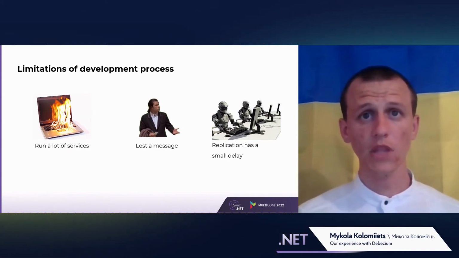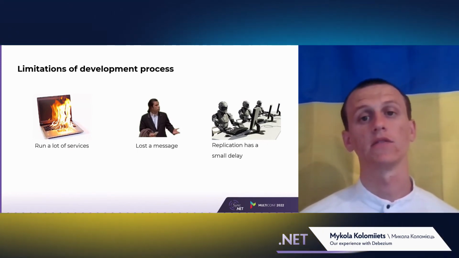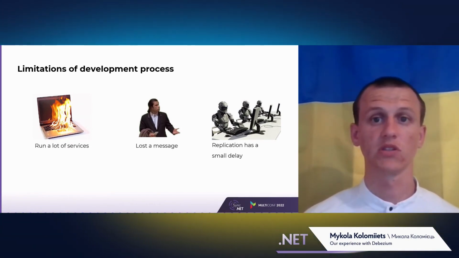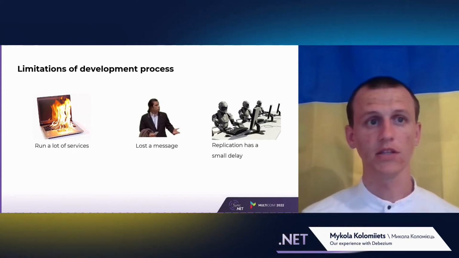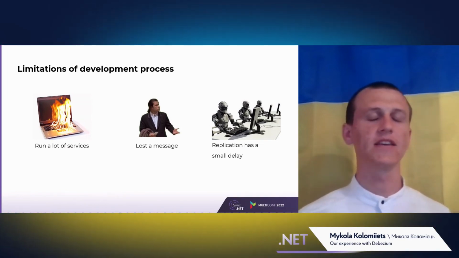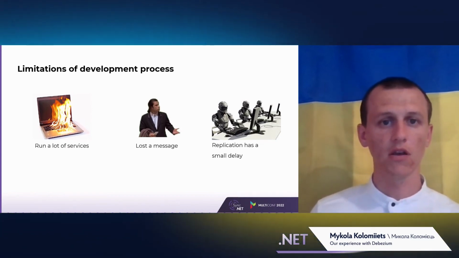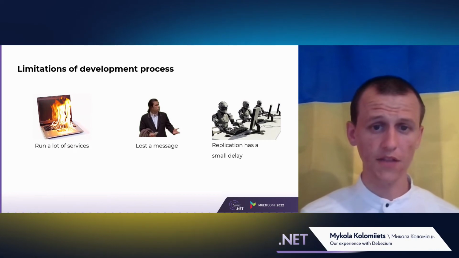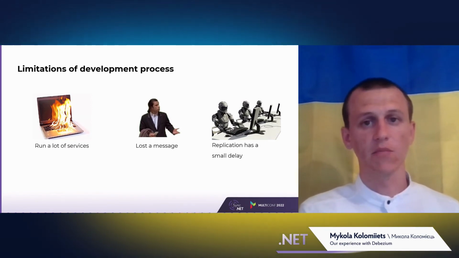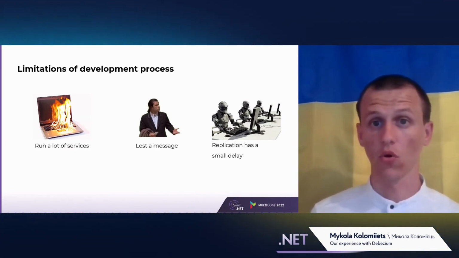And the last point is a problem not only for development, but on the environment too. Replication has some small delay. It is a delay not only from creating an entity through the API and receiving these messages in another service, but the delay between inserting or updating data in your database and putting these message events to the Kafka topic.